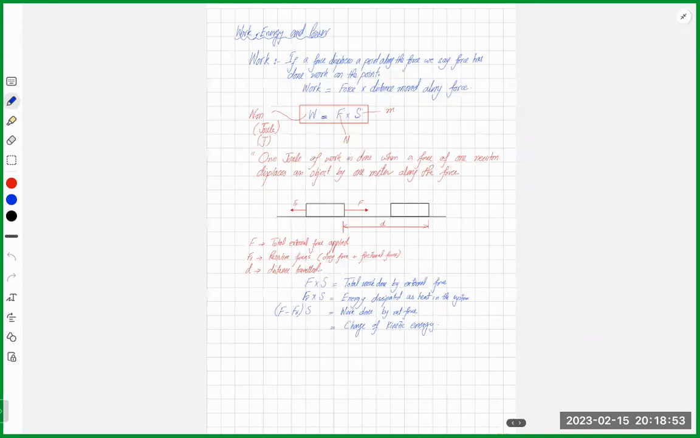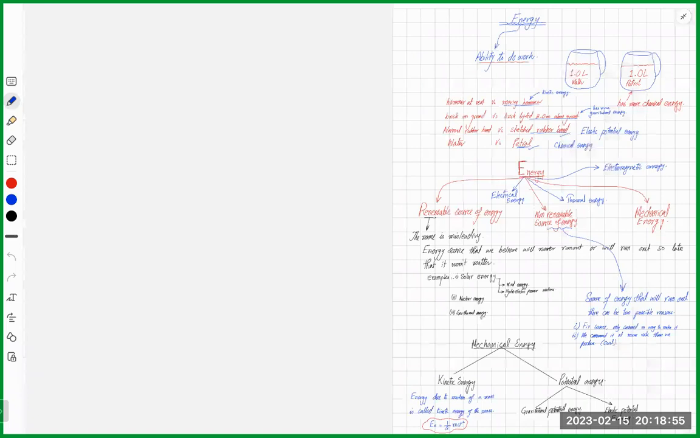Work done, energy transfer, power. Good.